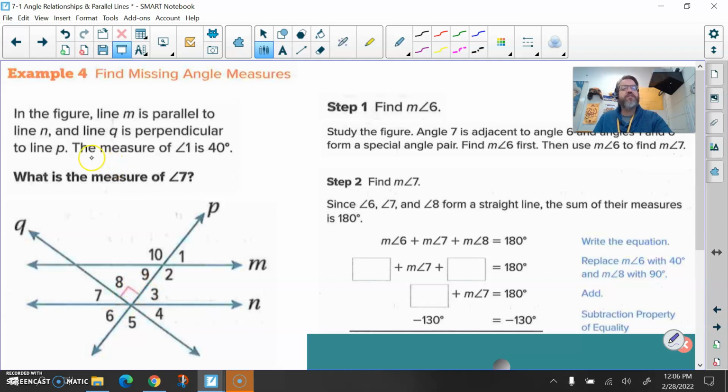We are told here the measure of angle 1 is 40 degrees. This angle right here is 40 degrees. What is the measure of angle 7? This angle over here. Well, there is more than one way to do this. Let's walk through the steps here. In step 1, we want to start by finding the measurement of angle 6, this angle right here. Do we know what the measurement of angle 6 is? Well, actually, doesn't angle 6 have to be 40 degrees?